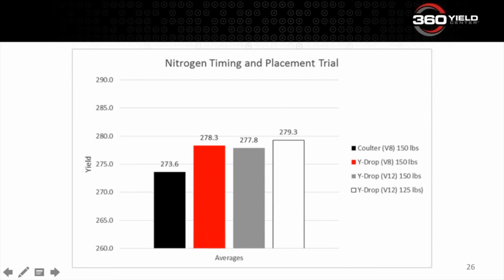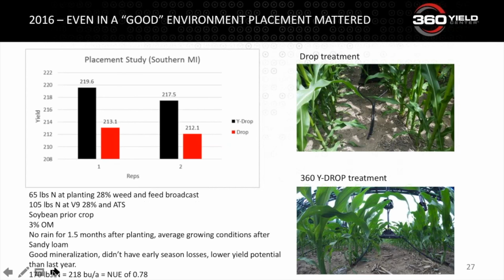There is a benefit to the placement. Earlier I said, I don't care how you apply your base rate. I don't care the method or the form. I can tell you, as it relates to the in season, placement matters. This is a trial that Stephanie did on their farm, and basically they tied the hoses together because we get a lot of guys say, I'll just dribble it. So we wanted to try that out. You can see there is certainly a difference between the placement of the nitrogen next to the base of the plant versus in the middle of the row.